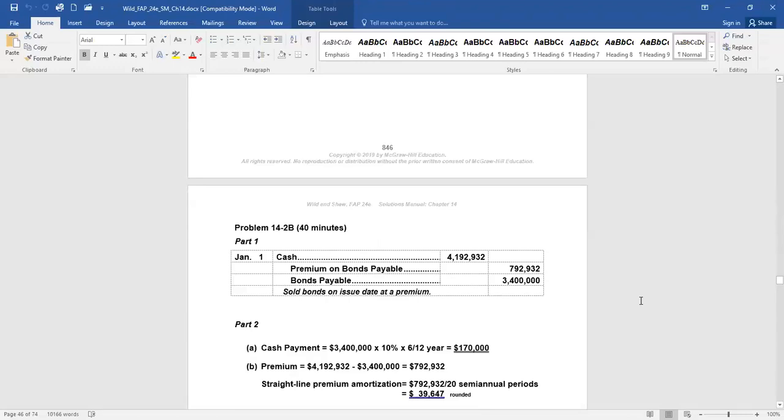After 6 months pass, we must pay interest. Again, figure out interest the same way: the face value of the bond, $3.4 million, times the 10% interest rate, that's the contract rate, times 6/12, gives $170,000.